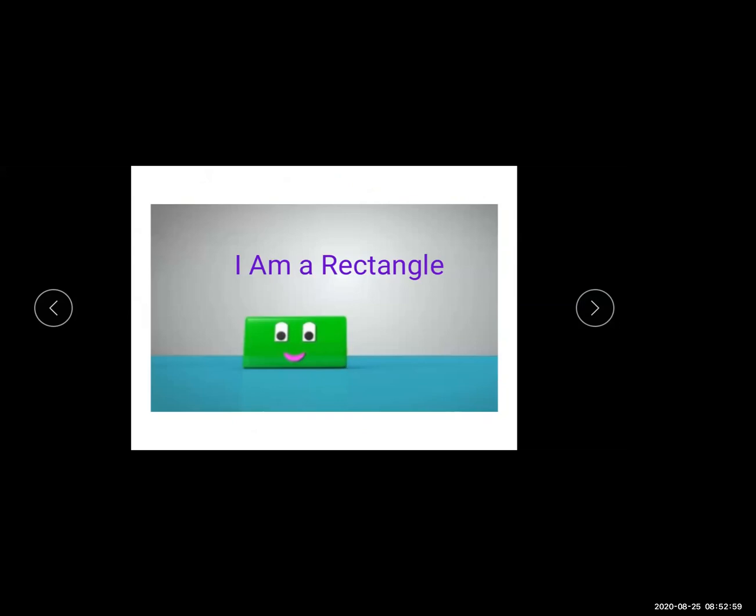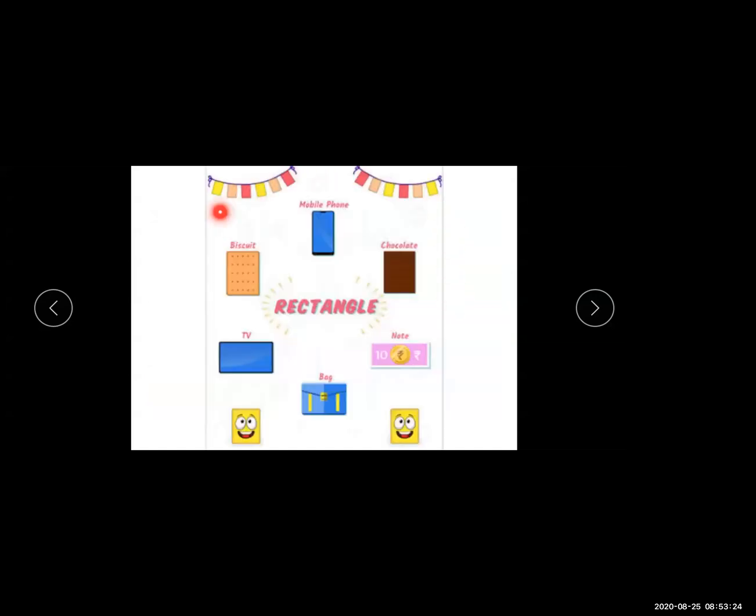I am a rectangle. I have four sides. But my two sides are equal. See, these two sides are equal, and these two sides are equal. Now let us make rectangles family. See, this is the rectangles family.